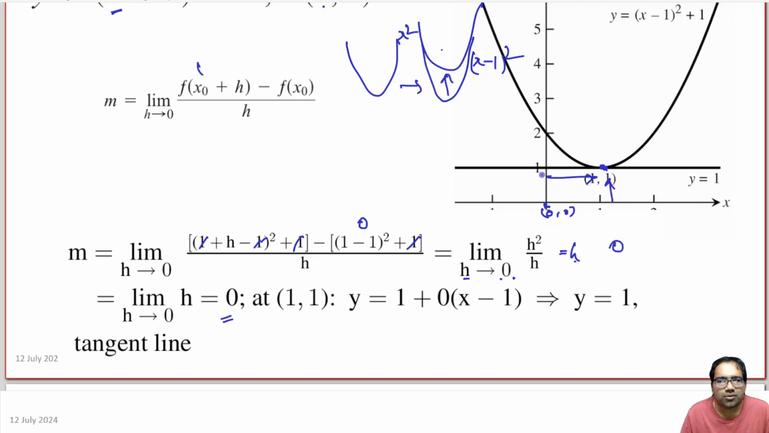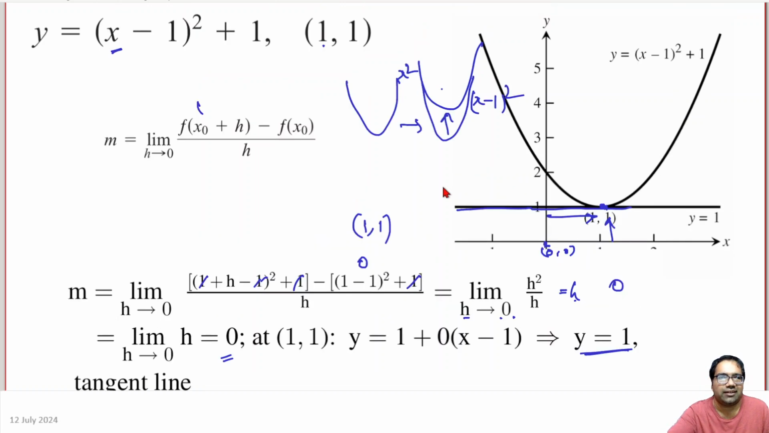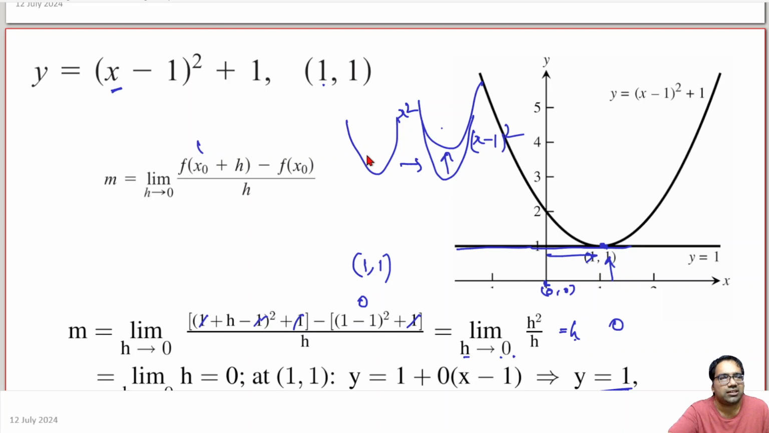Now, the slope is 0. This is a straight line parallel to the x-axis, and it is going through this point (1, 1). What does that mean? That means the straight line equation is y equal to 1. That is this straight line. Right. Slope of the tangent at this point.